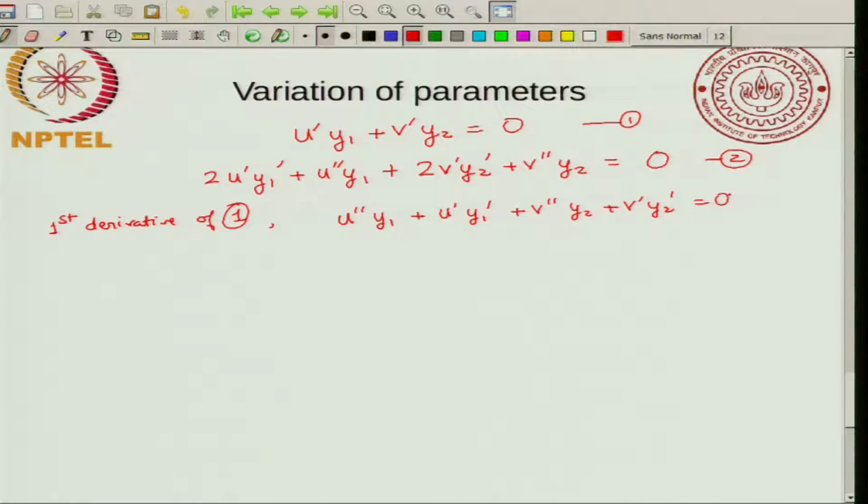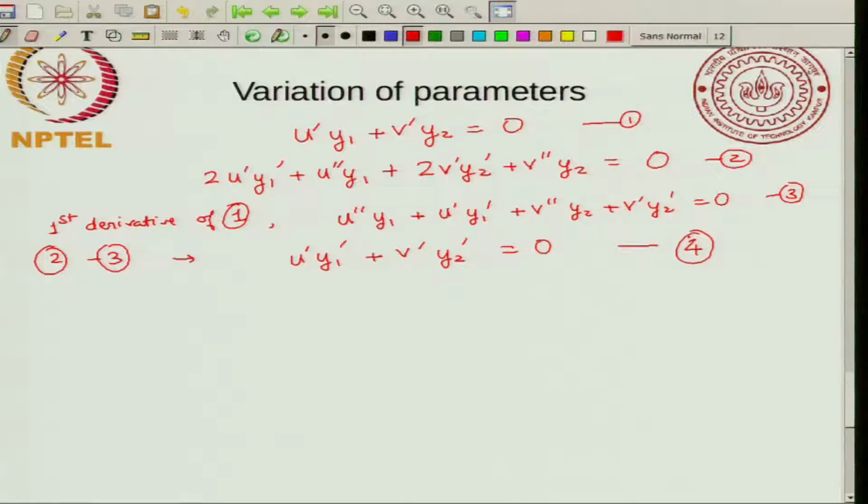And you can see that in the second equation you have u double prime y1, and instead of a single u prime y1 prime you have twice u prime y1 prime. So now if you just subtract the second and third equation, equation 2 minus 3, then you get u prime y1 prime plus v prime y2 prime equal to 0. Let me call this equation 4.